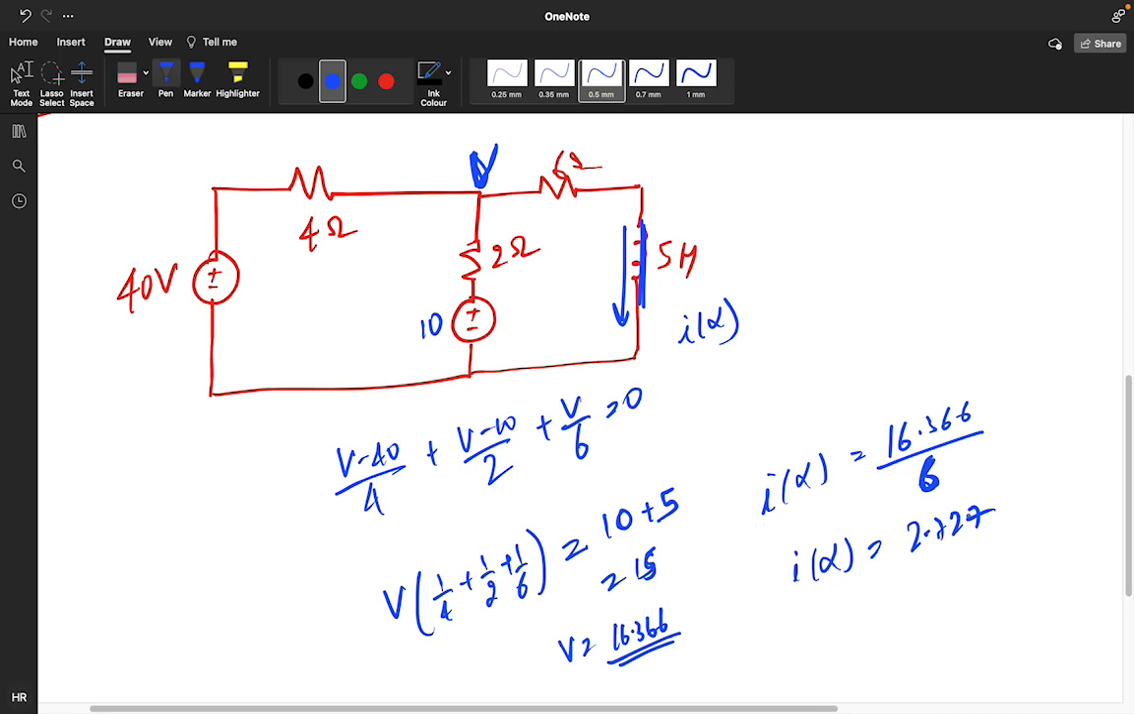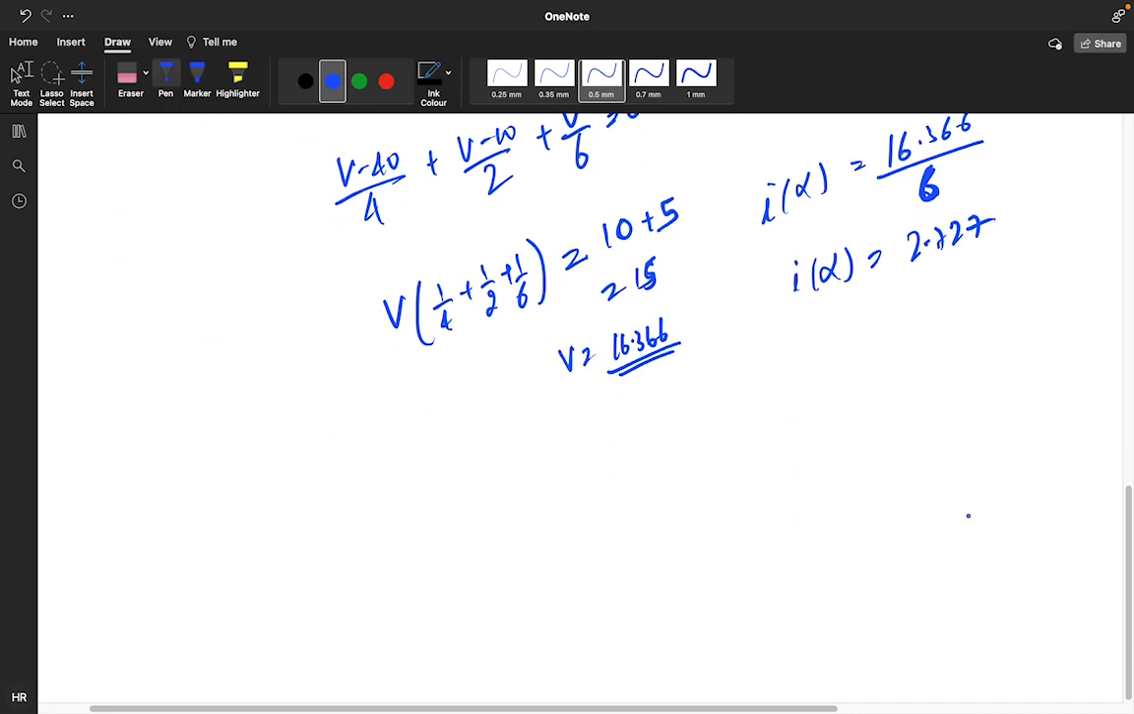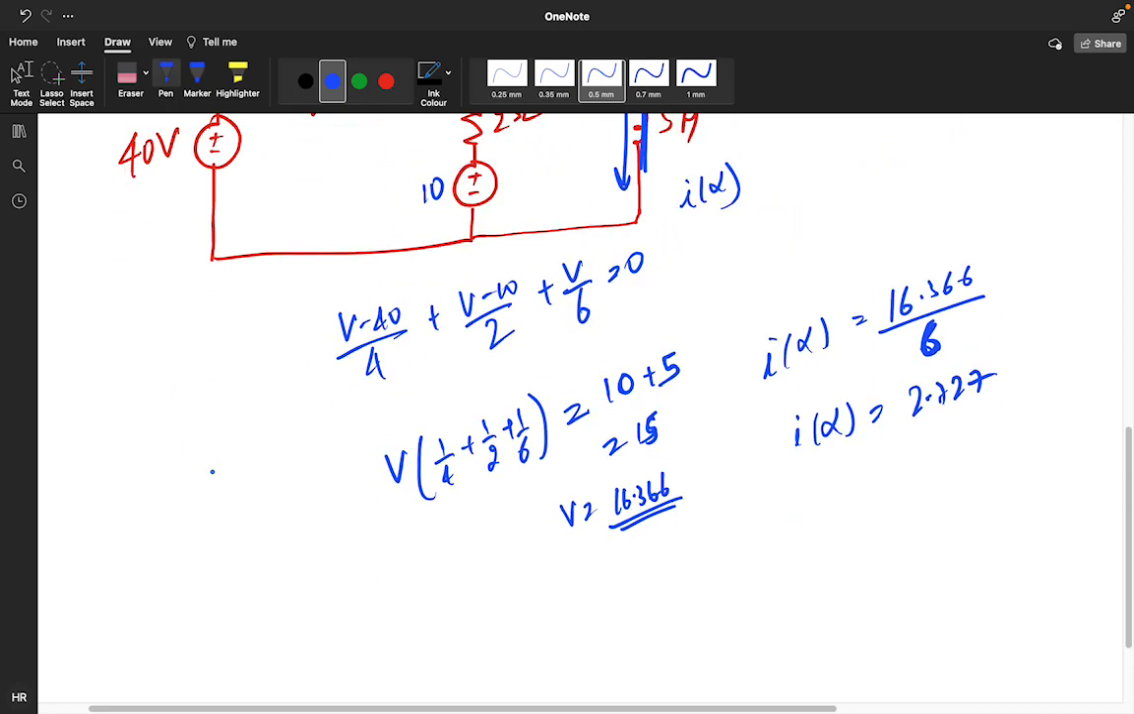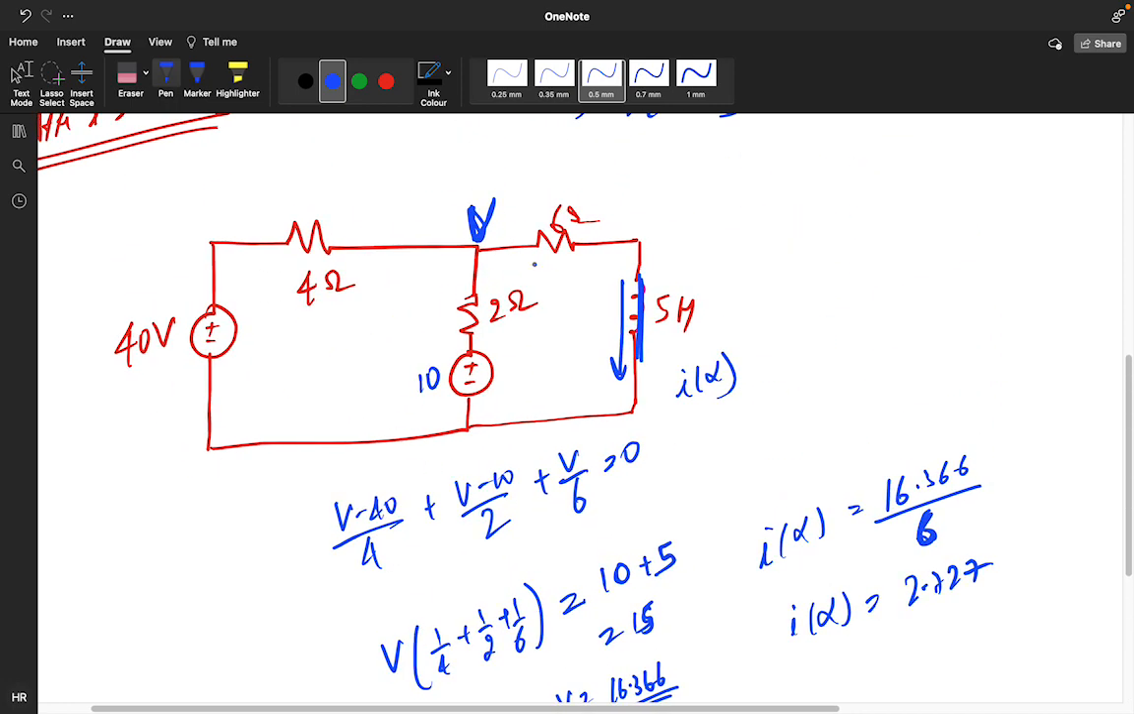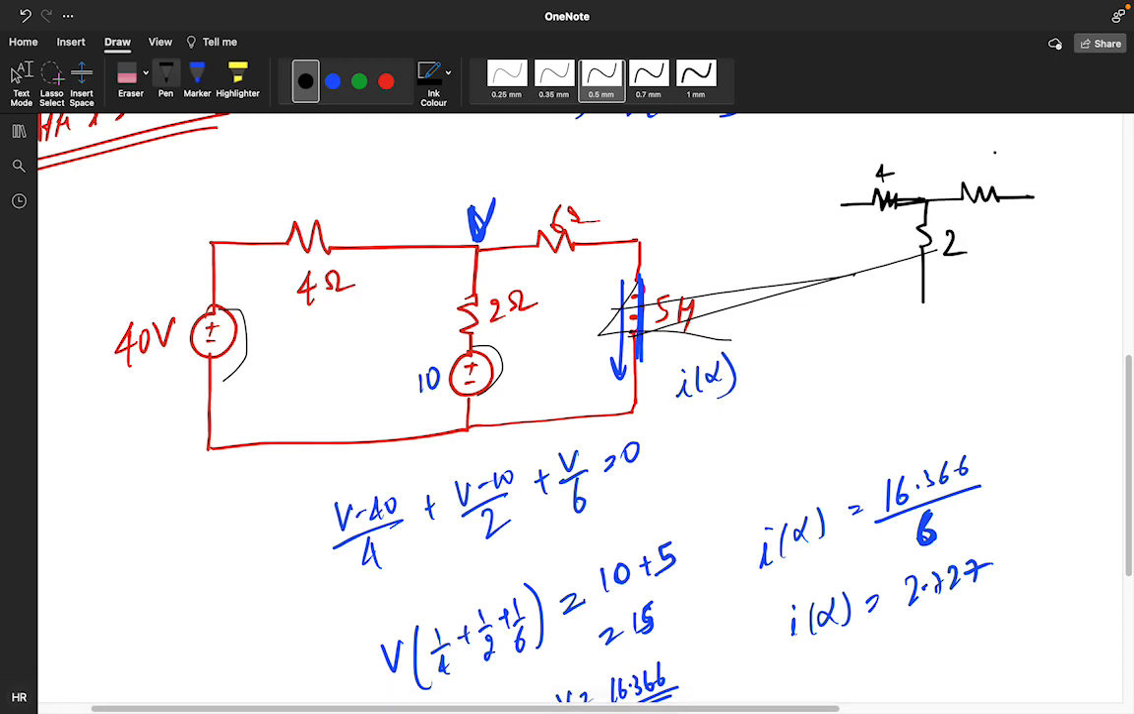Yeah, 2.727 ampere. Now substitute the value. One thing you need to find is the value of R, watching from this particular view. This will become short circuit, this will become short circuit. So how will this circuit look like? This particular is your 4 ohm, this is your 2 ohm, this is your 6 ohm, and this is your short circuit. So you are watching from this.